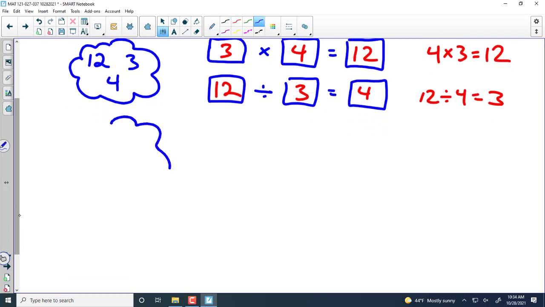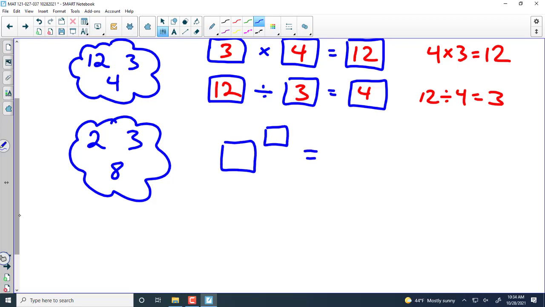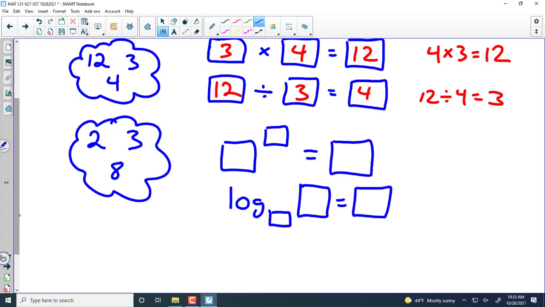I want you to use these three numbers, 2, 3, and 8, to write a true exponential statement and a true logarithm statement. And since we learned exponentials first, that one's usually a little bit easier, but because these are inverses of each other, both are completely possible. For instance, what would you do for the exponential statement? You'd write what to the what equals what? 2 to the third equals 8. Very good.